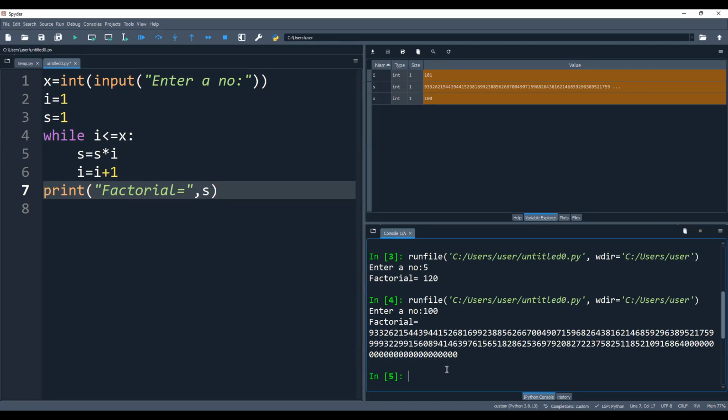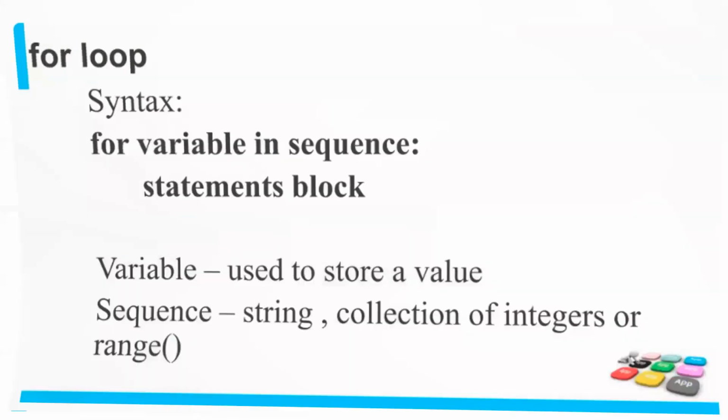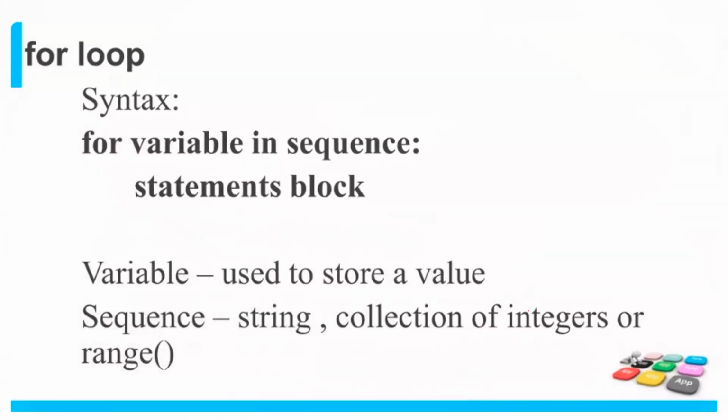So firstly, I would like to convert the same programming into a for loop. First, you need to know the syntax of the for loop, and then only you will understand how this can be converted. This was our factorial problem. And this is the syntax of for loop.